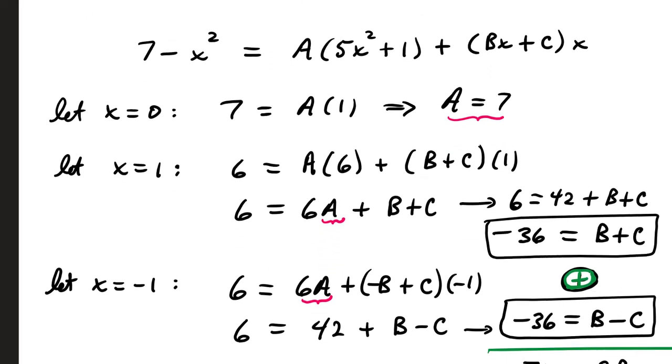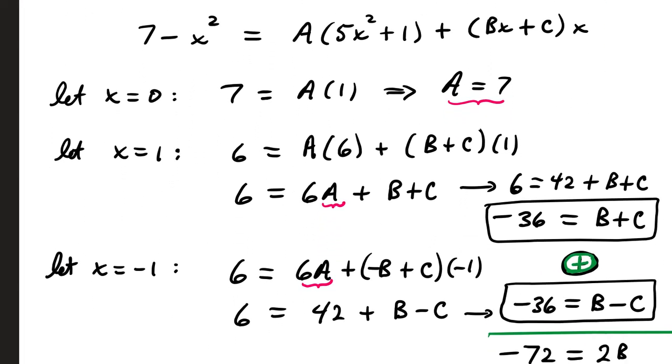Starting with 0, that's the easy choice. Plug 0 into this equation, you get 7 equals, this goes to 0, so 1a. If x is 0, this entire block back here goes to 0, so that leaves you with a equals 7. Randomly pick a different number. I chose 1 just because it's easy to work with. Substituting 1 into this equation, that leaves you with 6 equals 6a.